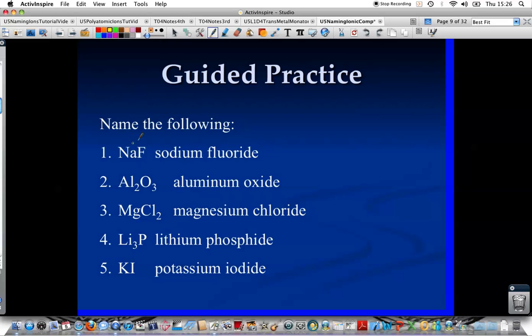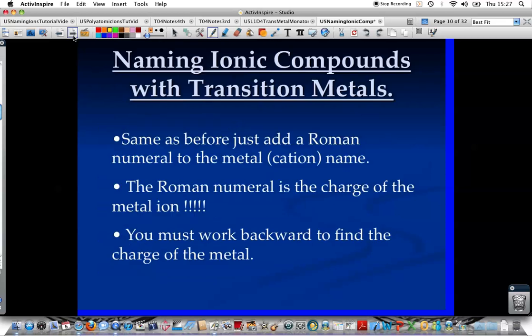Here are some other examples: sodium fluoride, aluminum oxide, magnesium chloride, lithium phosphide, potassium iodide. You'll notice that no matter what the subscripts are, we don't add any prefixes. So this is not a dialuminum trioxide. We don't do that with ionic compounds. We only do the prefixes with covalent compounds.